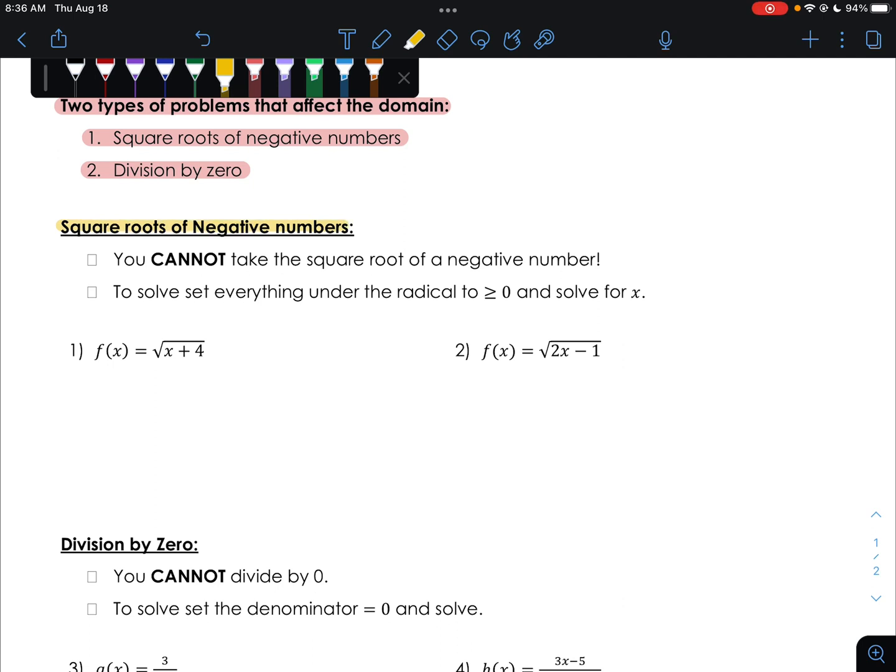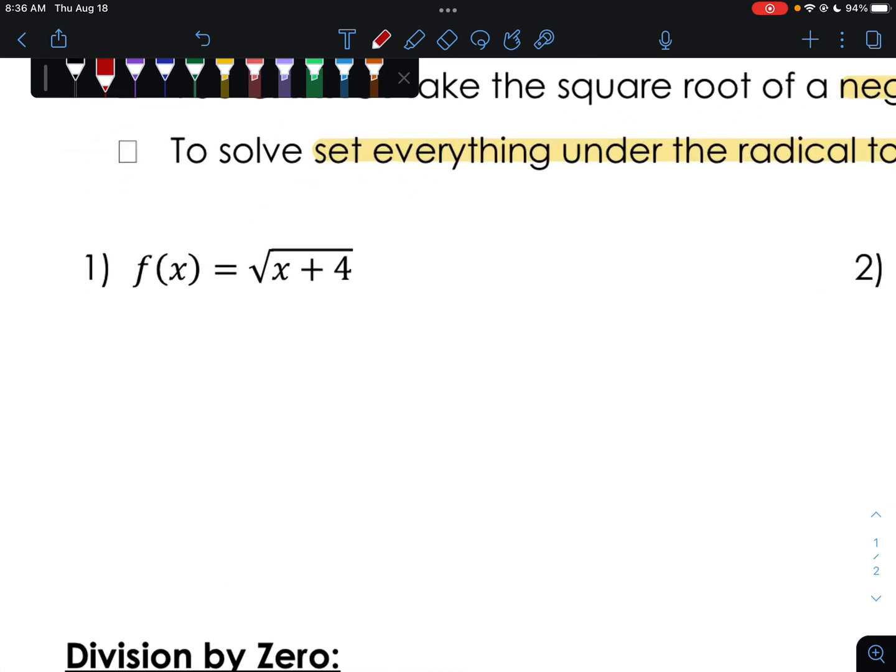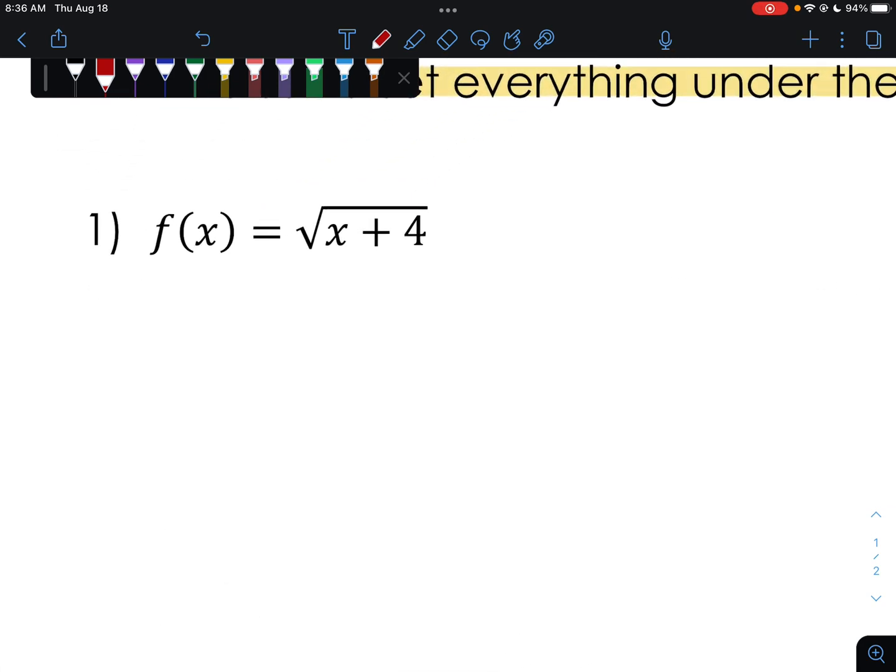It's important that you cannot take the square root of a negative number. To solve, you're going to set everything under the radical to be greater than or equal to 0, and then you just solve for x. So if we look at our first example right here, we have f of x equals the square root of x plus 4. We're going to take what's under the radical, and all we're going to do is say that it's greater than or equal to 0.